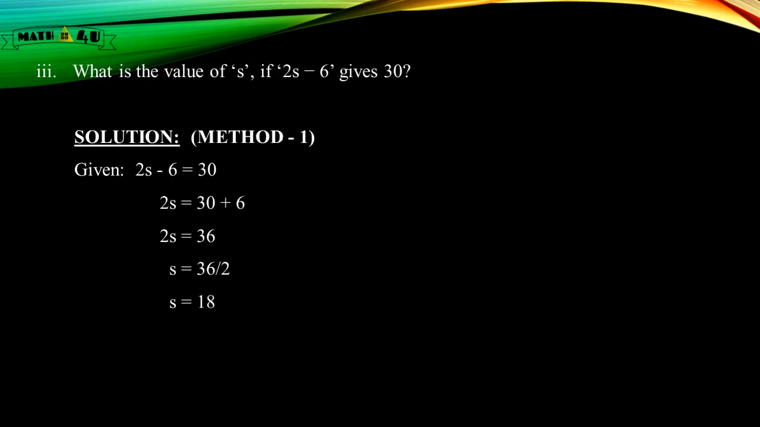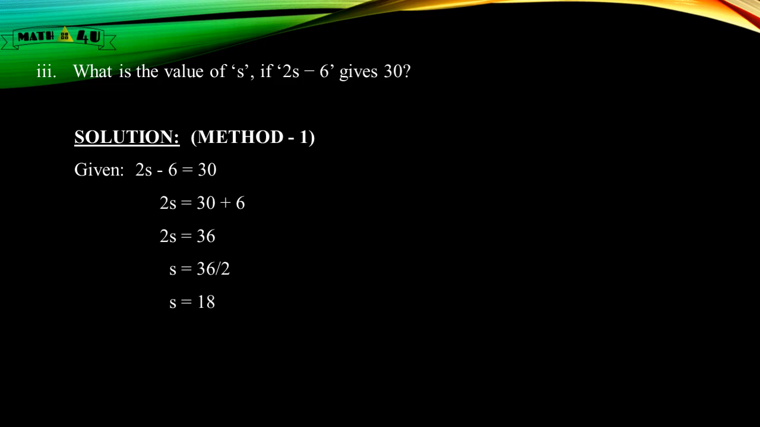What is the value of s if 2s minus 6 gives 30? For this, I will teach you two methods. You can do the sum in any method. Method 1. Given 2s minus 6 is equal to 30. Keep 2s as it is and take that minus 6 to the other side. If the minus 6 goes to other side, it will become plus 6. So, 2s will be equal to 30 plus 6. 30 plus 6 is nothing but 36.